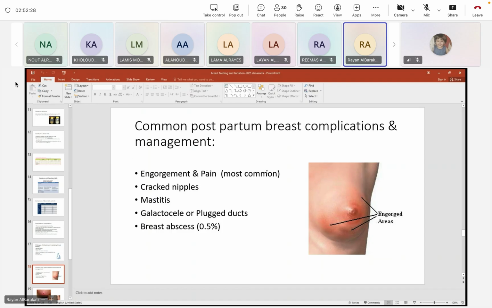Okay, what are the common postpartum breast complications and management? Engorgement and pain, this is the most common. Cracked nipples, mastitis, galactocele or plugged ducts, and breast abscess. All these are differential diagnoses, and you have to know the history, the physical exam, and the complaint that you might see. In exams, we don't ask you to enumerate them, but we will talk about a case scenario.